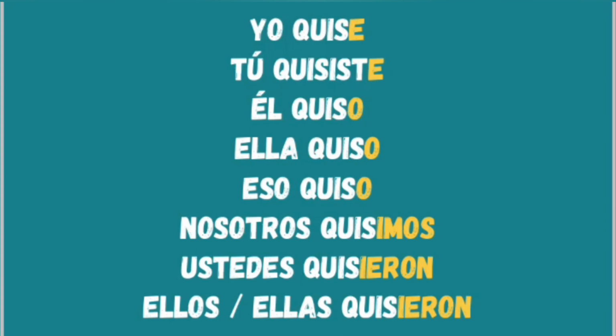Él quiso. If you want to say she wanted, you have to say ella quiso. Ella quiso. If you want to say it wanted, then you have to say eso quiso. Eso quiso. If you want to say we wanted, you have to say nosotros quisimos. Nosotros quisimos. If you want to say you wanted in the plural form, then you have to say ustedes quisieron.